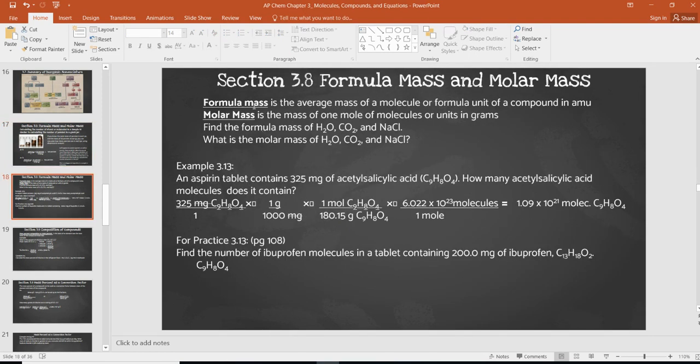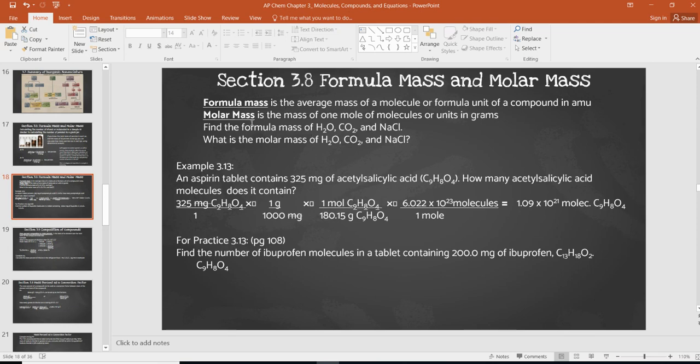Okay, so formula mass is the mass of a single molecule or a unit. So for ionic compounds, like NaCl, 1 unit would be the formula mass. Molar mass is the mass of an entire mole of those molecules or units, and it's in grams. So numerically, these are the exact same thing. We add up the masses found on the periodic table. The only thing different is the units. So one is AMU and one is in grams.